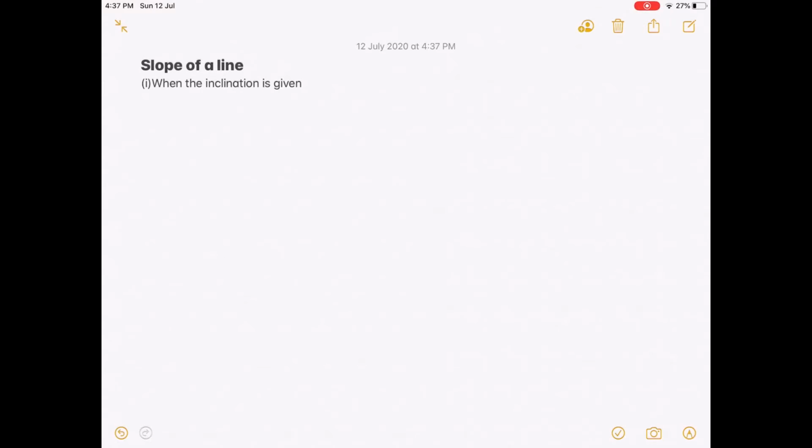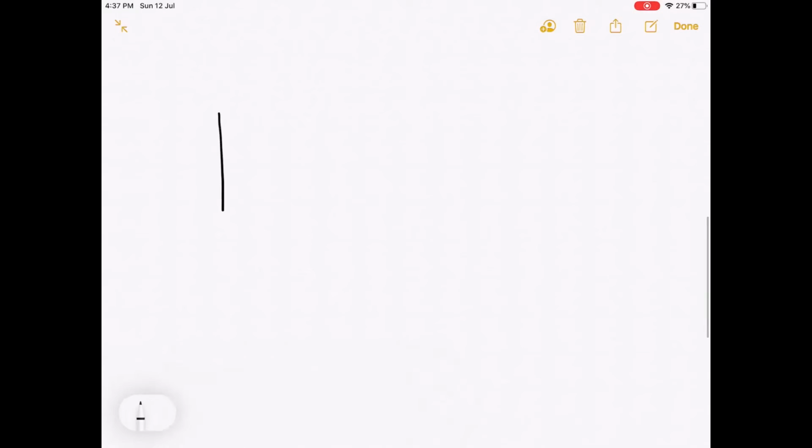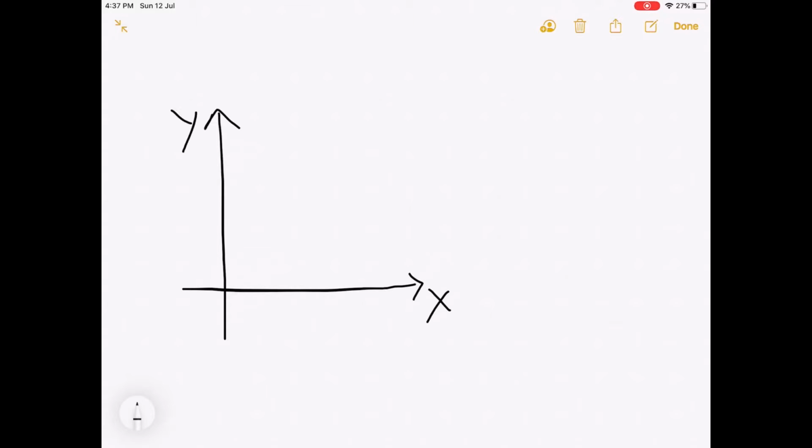The first topic is slope of a line when the inclination is given. I'm going to draw a graph. X-axis, y-axis, and the origin. I have a line L1 which makes an angle theta with the x-axis.